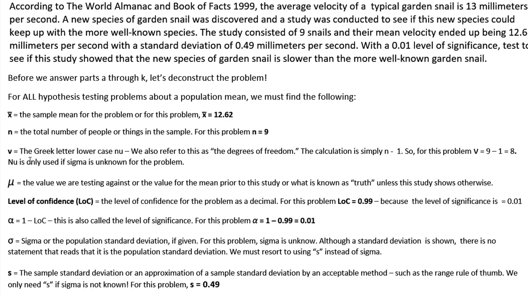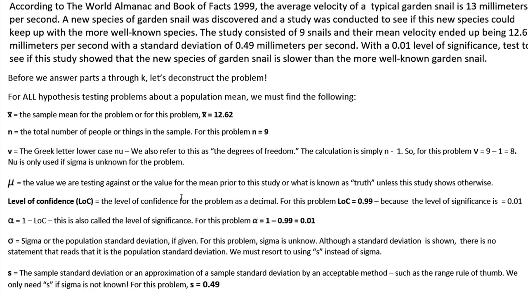Okay, the Greek letter nu, we went over this in the last problem. Nu is a very simple calculation. It means the degrees of freedom in such problems, and the calculation is simply n minus 1. So for this problem, nu is 9 minus 1, which equals 8. It's only necessary if sigma is unknown, and we already determined that sigma is not known. Therefore, this value nu will be necessary.